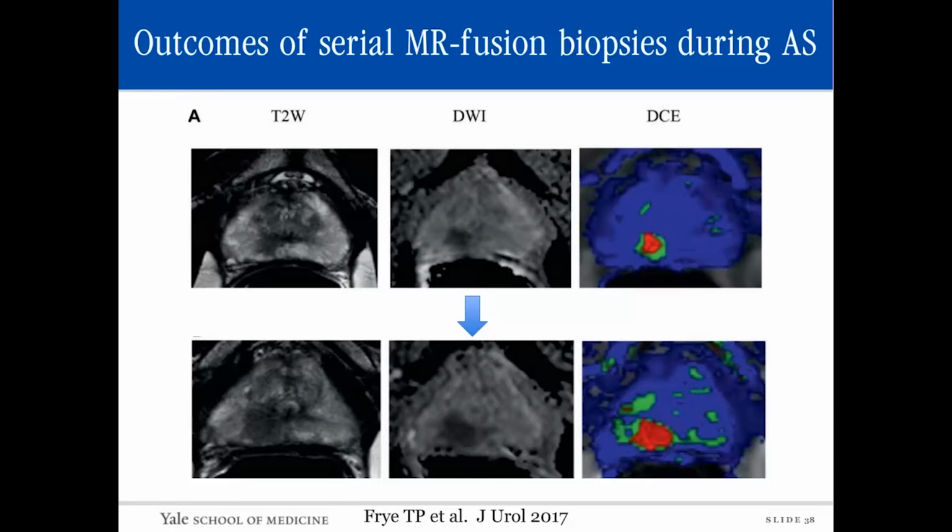And they highlight one patient in particular. This is their first MRI. You can see an abnormality in the right peripheral zone. And on repeat MRI 15 months later, it's clearly much more concerning in character. This was biopsied, and the patient experienced an upgrade.